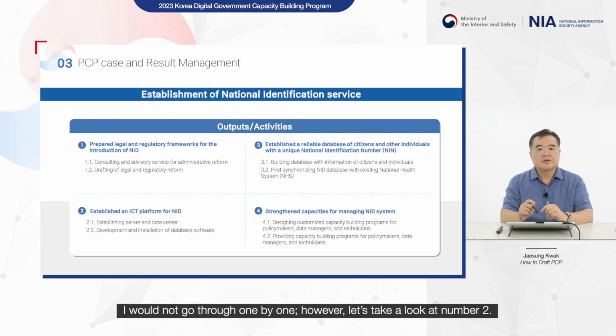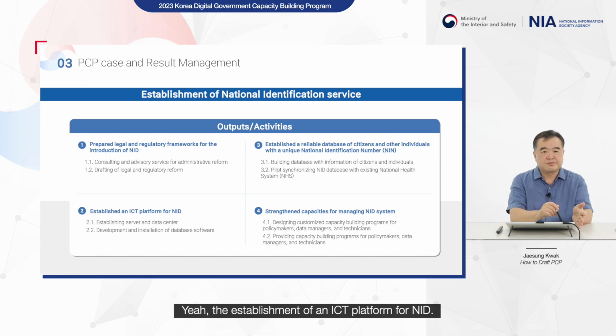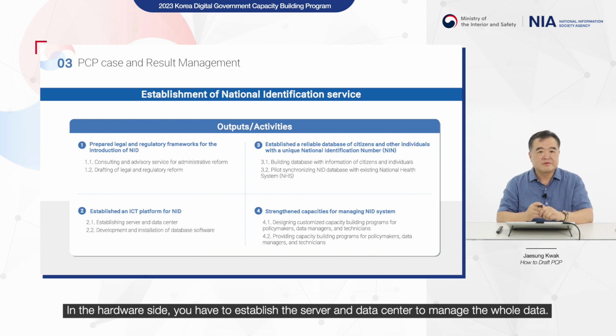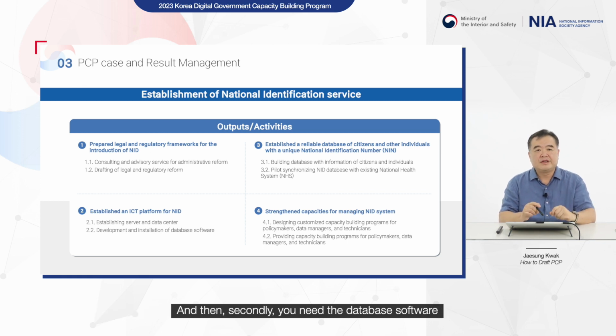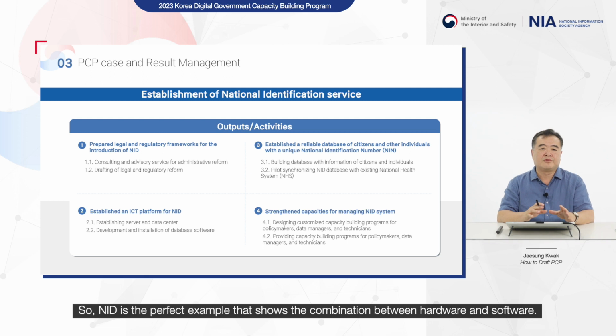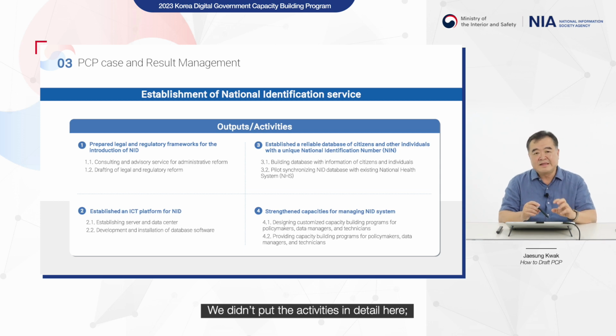However, let's take a look at number 2, establishment of the ICT platform for NID. Roughly, the ICT platform is divided into two parts, hardware side and software side. On the hardware side, you have to establish the server and data center to manage the whole data. And then secondly, you need the database software to incorporate all the information of the public or citizens to have the national identification system. So NID is a perfect example that shows a combination of hardware and software. We didn't put the activities in detail here.